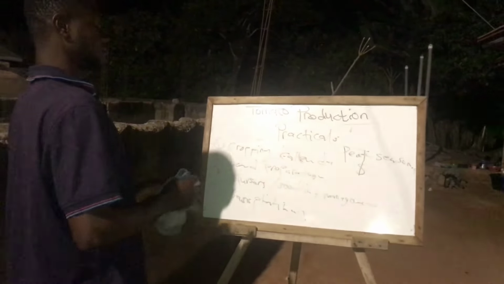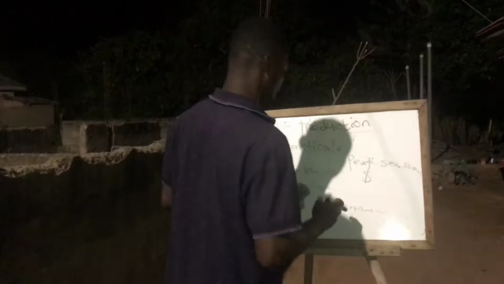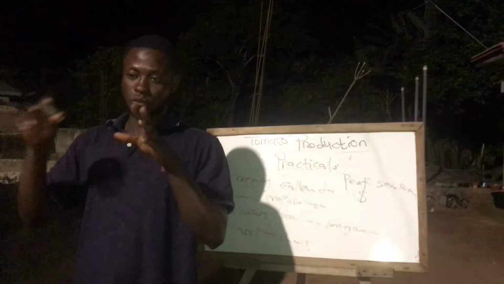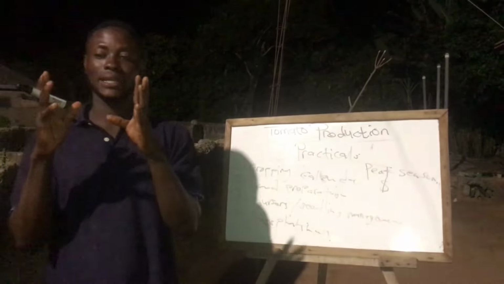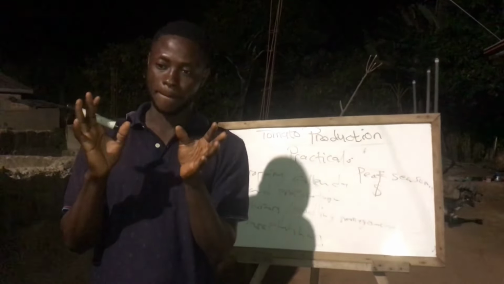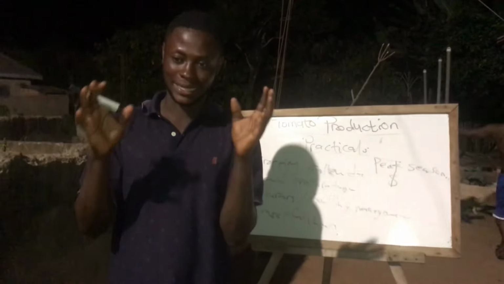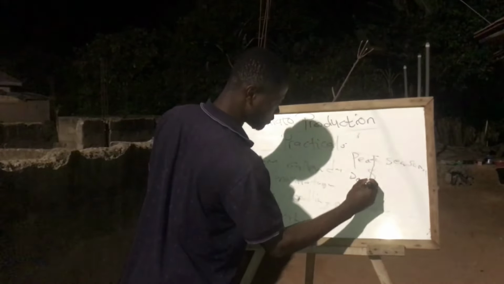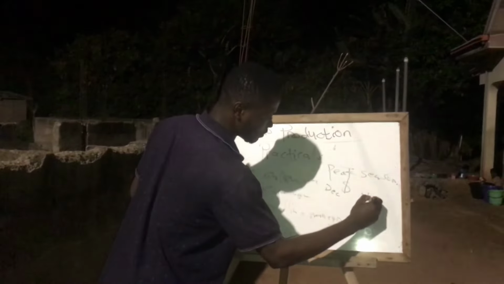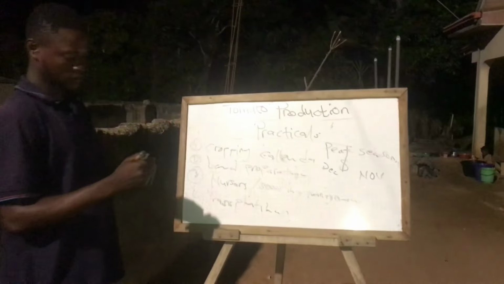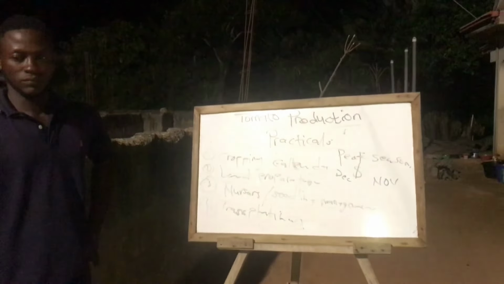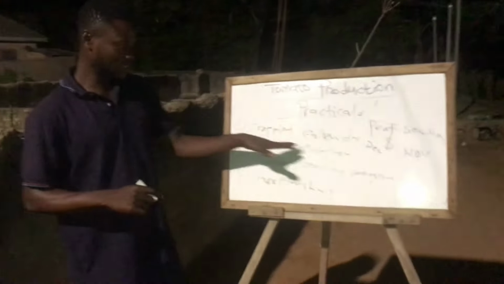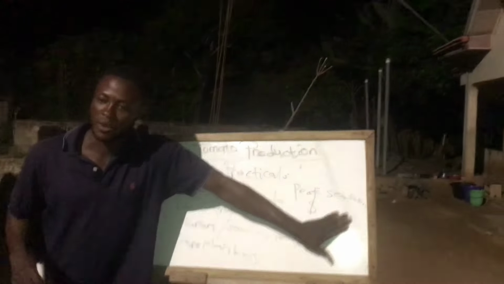Any question? Can I proceed? Yeah. So in the year, you can do 3 crops within the year, as stated in my cropping calendar, starting from December to November. It's 3 seasons.